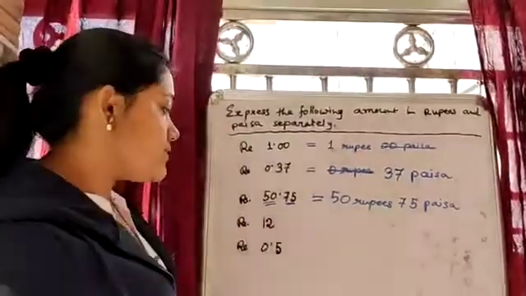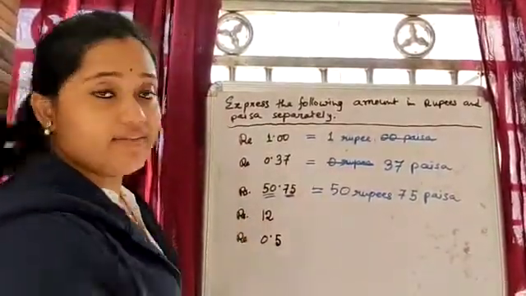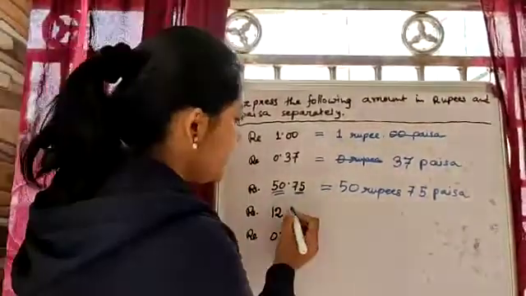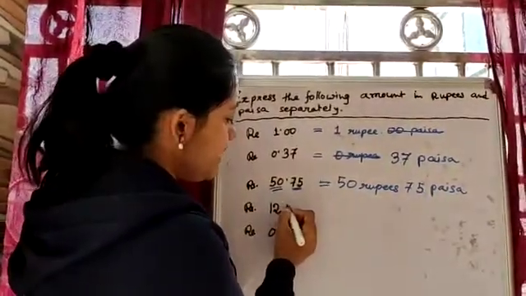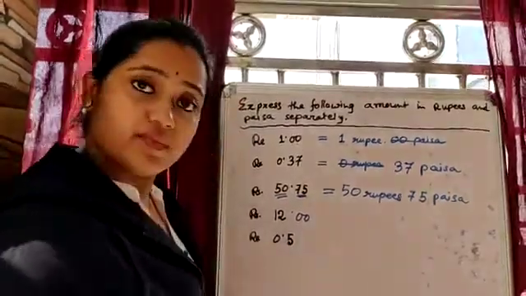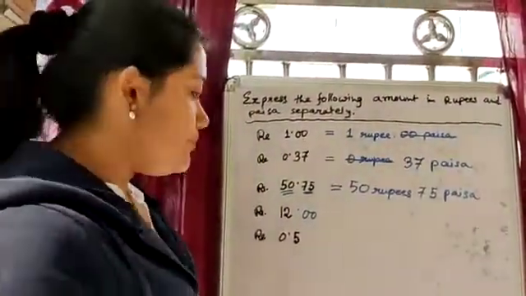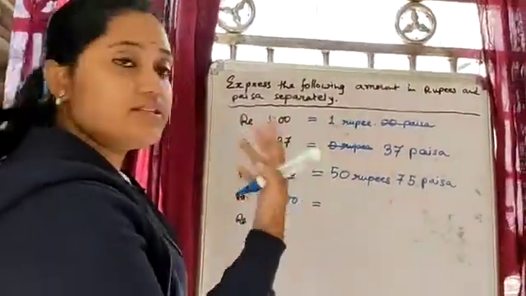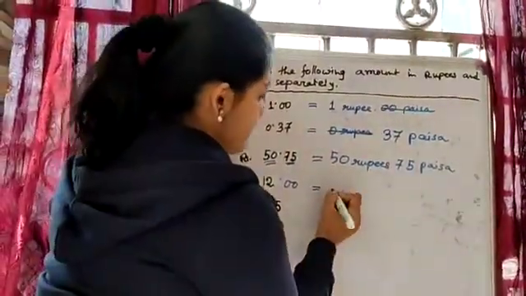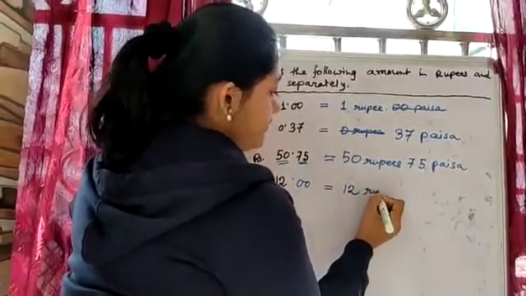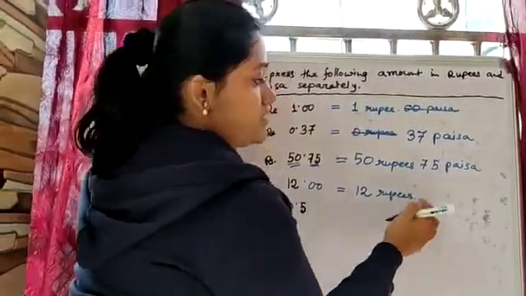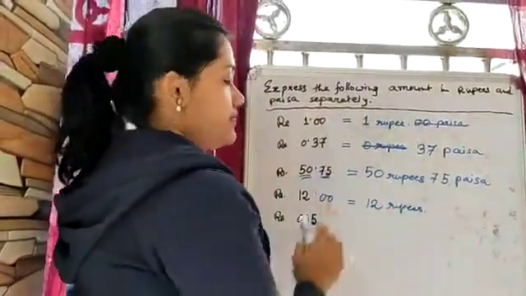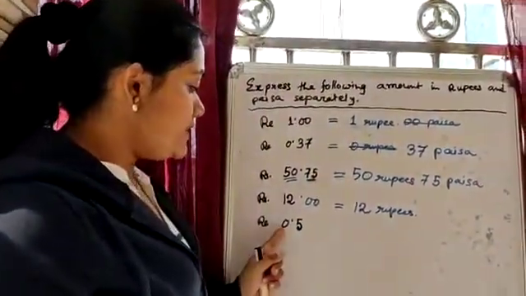Now check the next problem. Rupees 12. Rupees 12 means what? We can write 12 as 12.00. That is, there is no paisa. 0.00 means no paisa. So we will write down only 12 rupees. Okay, 00 paisa we are not going to write down, as in the first one.